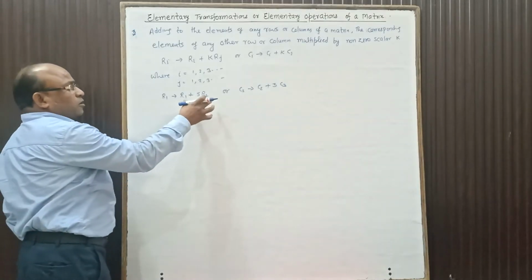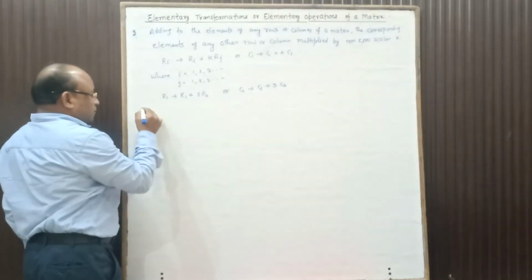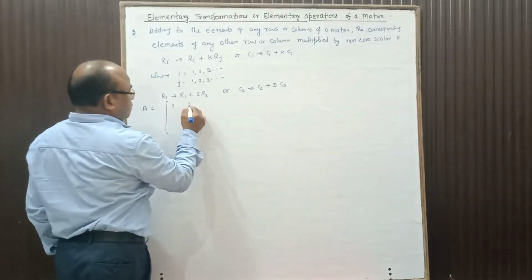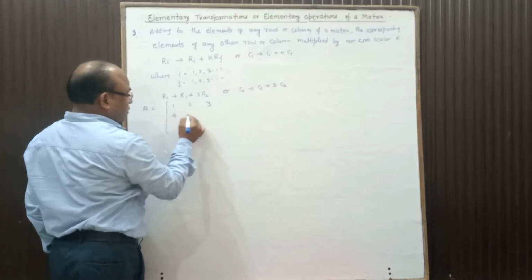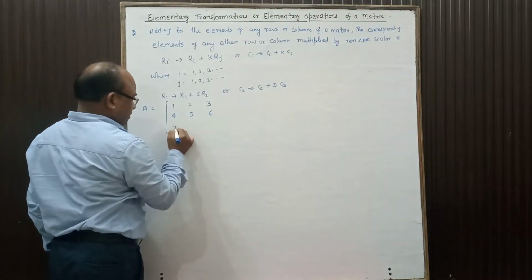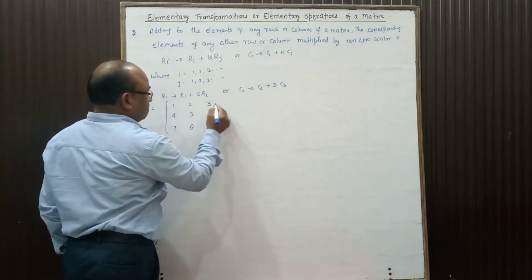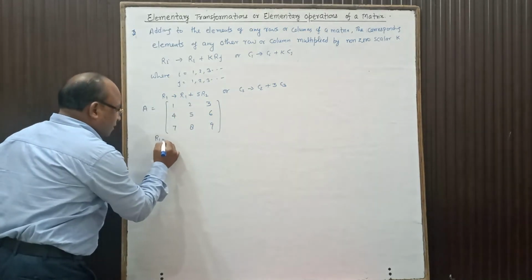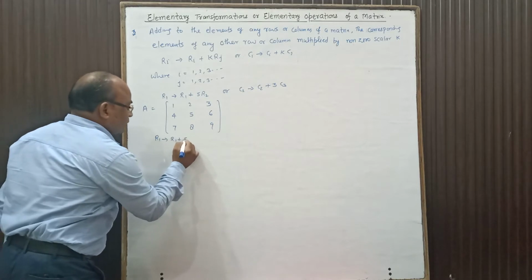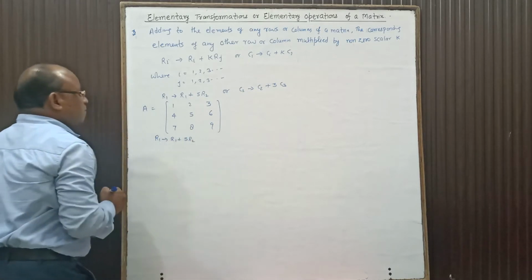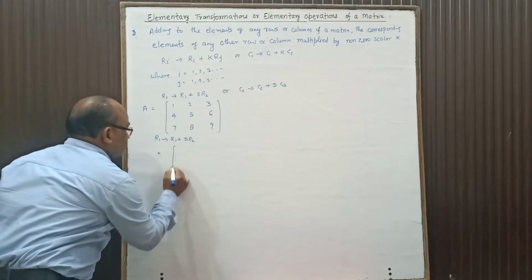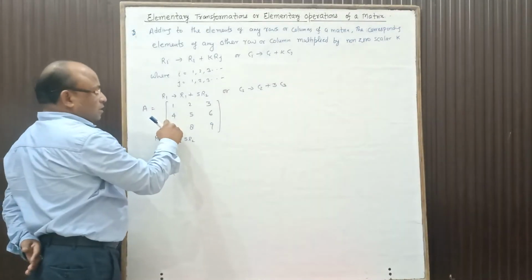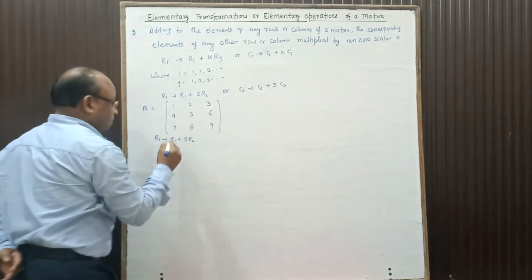How to apply these two operations on the matrix? Suppose A is any matrix like this: 1, 2, 3, 4, 5, 6, 7, 8 and 9. Now applying this property, R1 is replaced by R1 plus 5R2, means first of all, we multiply by 5 on R2. This is R2 and this is R1.